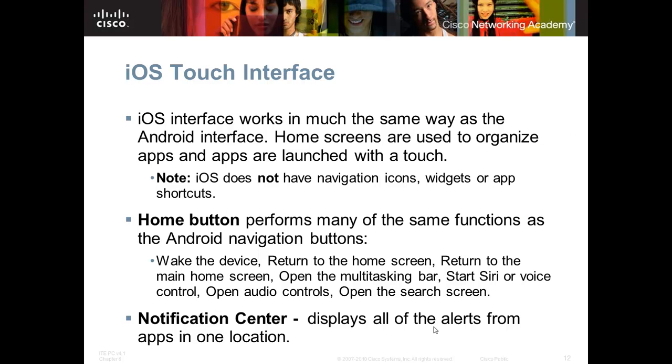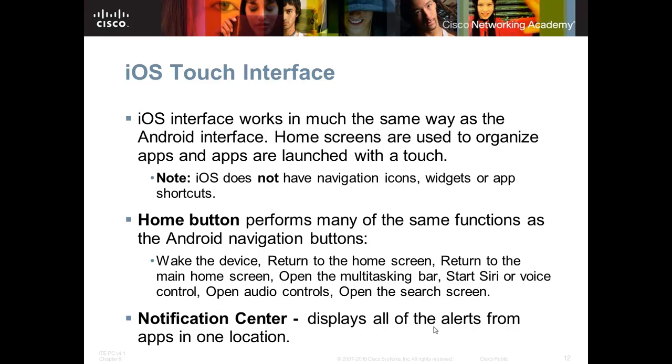The iOS operating system works much the same way that the Android interface does. There are home screens which are used to organize your apps, and apps can be launched just by touching them. The iOS does not have navigation icons, widgets, or app shortcuts like the Android does. You're going to notice it doesn't have a back button either. It has the home button, which performs many of the same functions as the Android navigation buttons. It wakes the device up, returns to the home screen, and is used to put the device to sleep. It's the one button that gives you the most functionality with the Apple iOS.